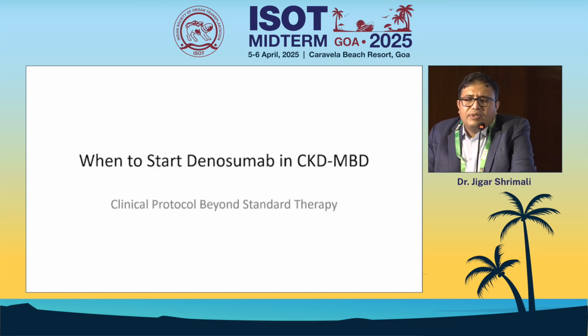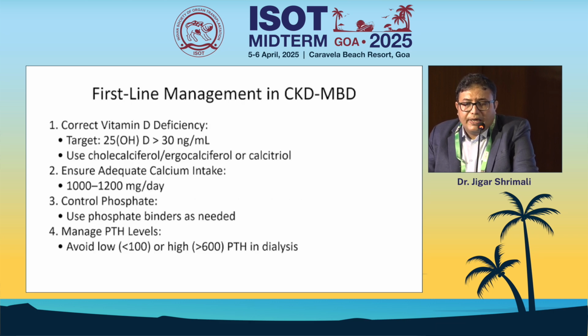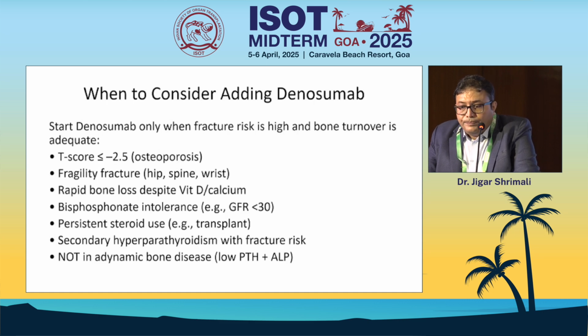So generally, when to start denosumab in CKD-MBD? For that, first of all, we need to have correction of vitamin D, adequate calcium supplement, control of phosphorus, and PTH should not be very low or very high. Both things are important.